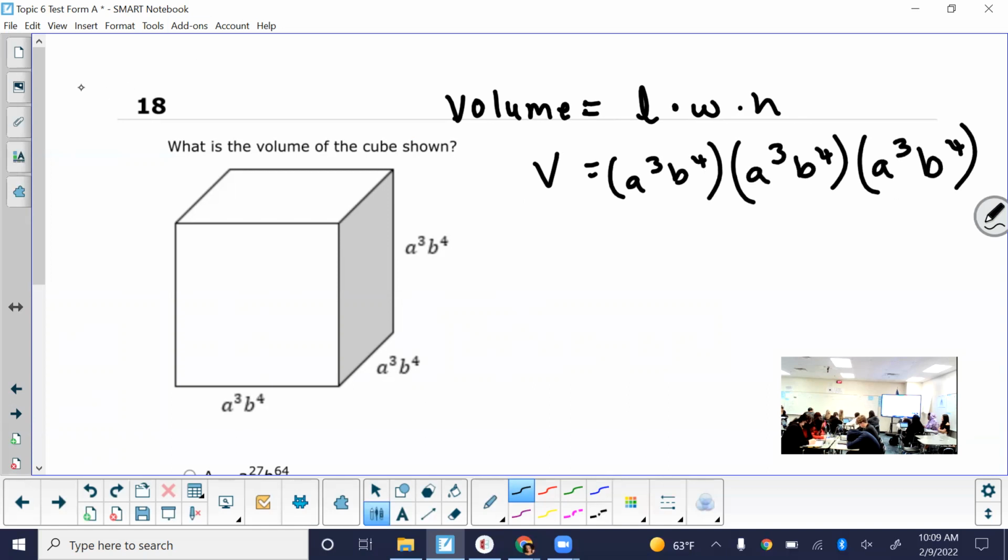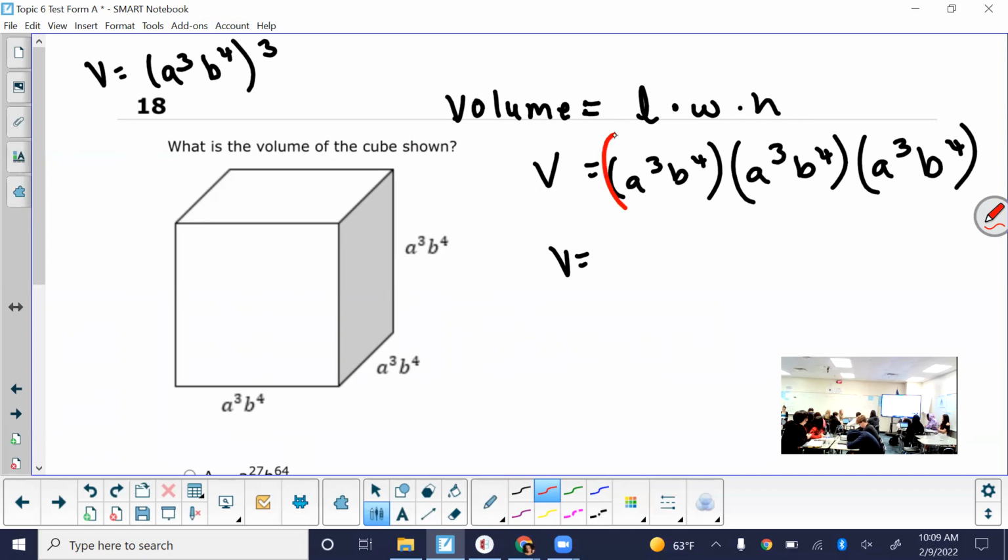You could have also set it up like this, since it is the exact same dimensions for a cube. You could have done this in parentheses to the third power, since it's multiplying by itself 3 times. And that would be the power rule. But I'll show you this one first. So this one would be the product rule. And you just have to multiply them basically one set at a time.